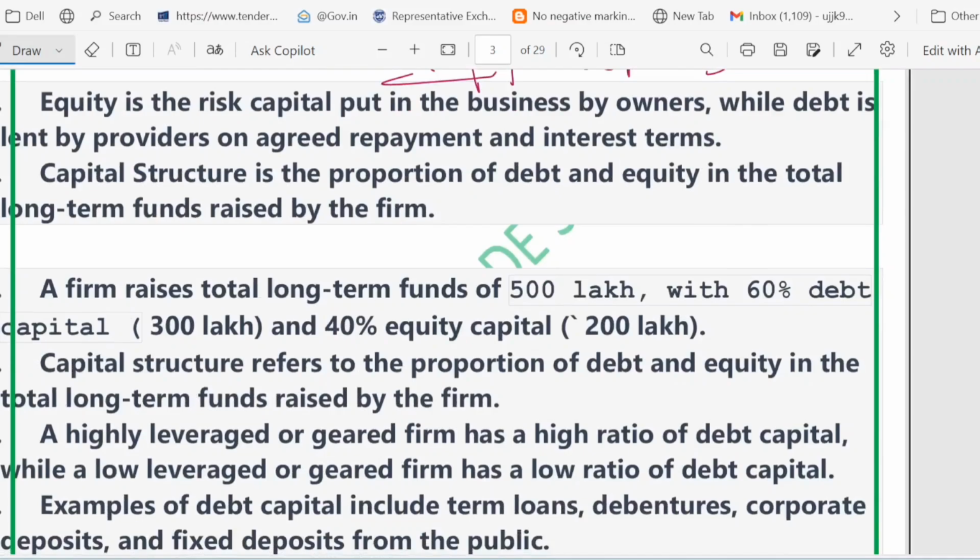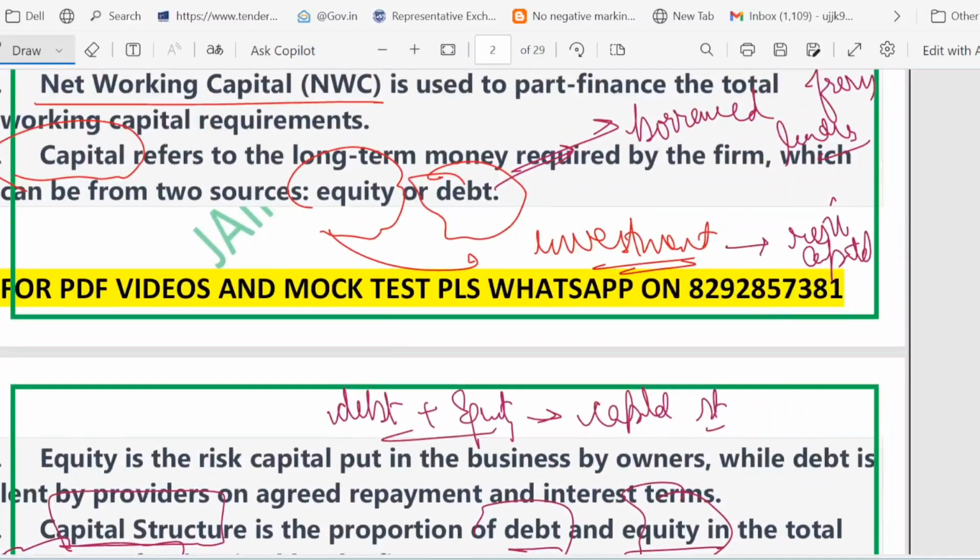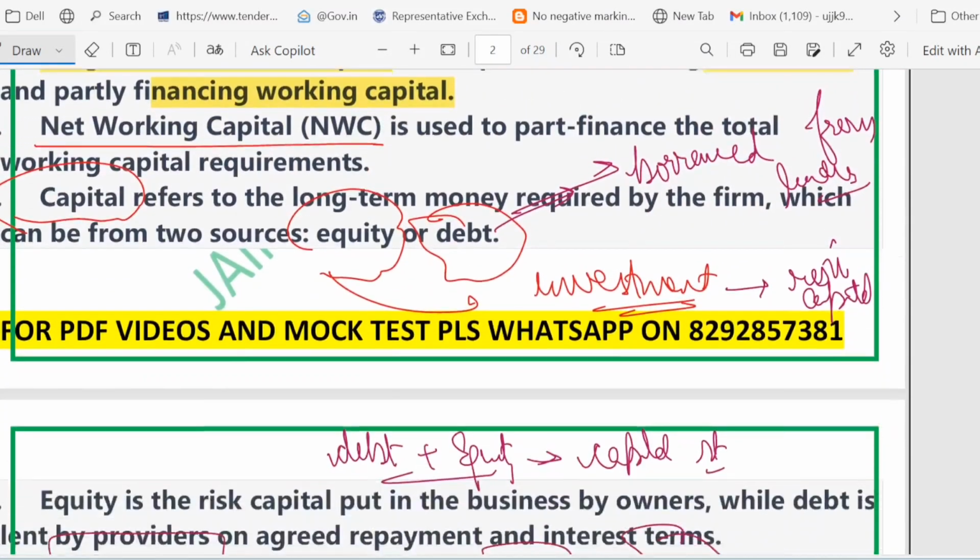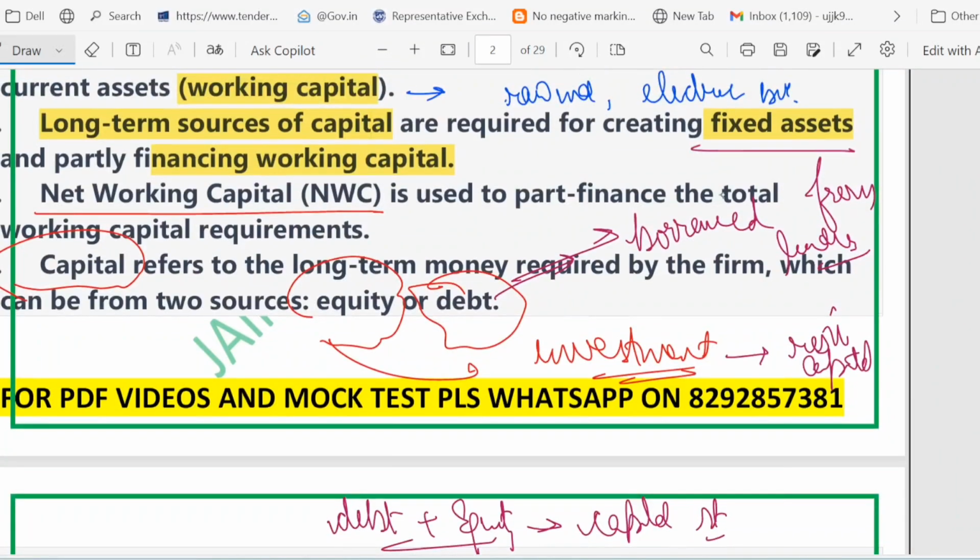You can see clearly written here: capital structure simply means the proportion of debt and equity in the total long-term fund raised by the firm. Whatever long-term fund the company has raised, how much of it is by debt and how much is by equity? And what is the use of the long-term fund? I think you know it: either for creating fixed assets or for financing the working capital. How much part of the long-term source is being used for financing the working capital is called the net working capital, that is, NWC.